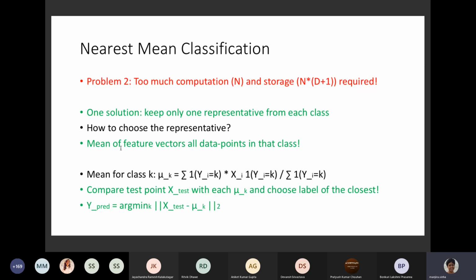That means I take all my training data points belonging to one class, and I add the values of all the different features in the feature vectors, and I take an average by dividing by the number of samples. So say for example, the mean for my class K, mu K, is represented by this.